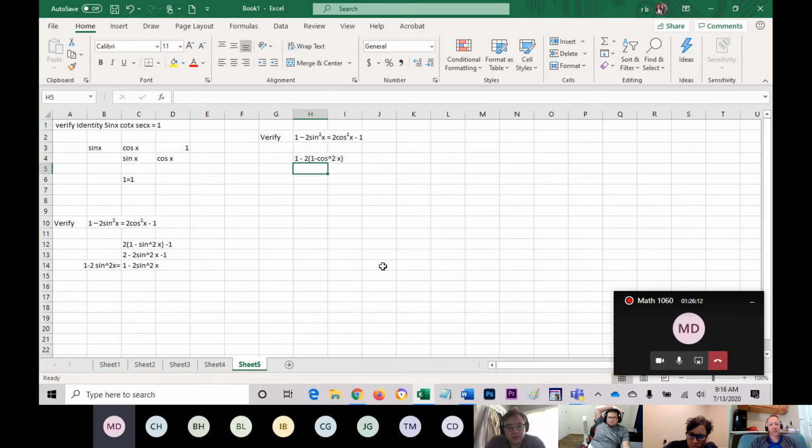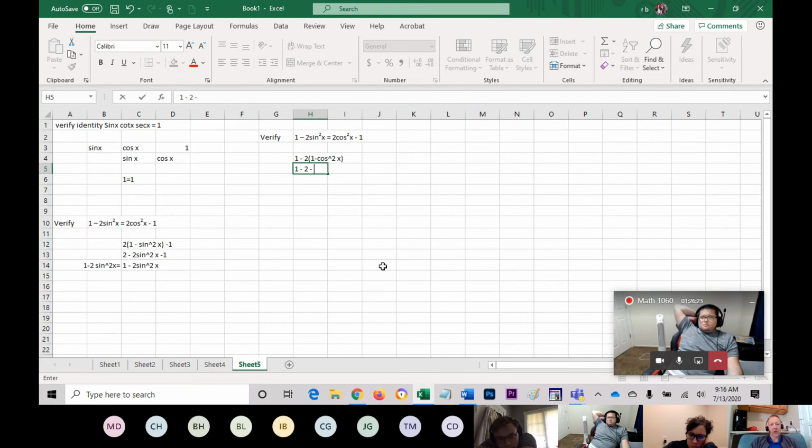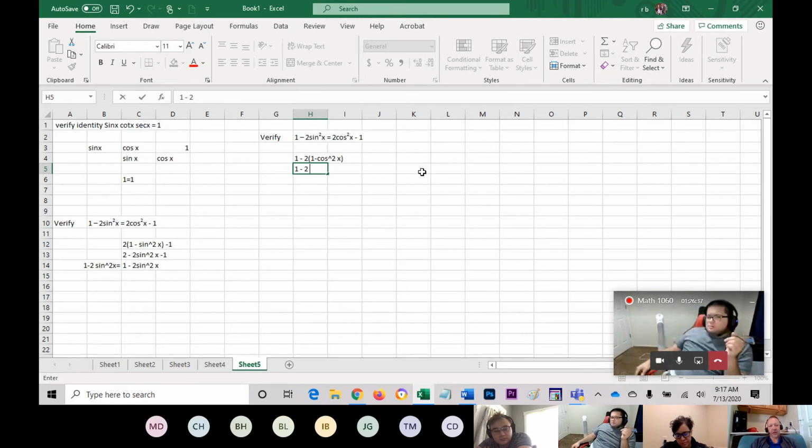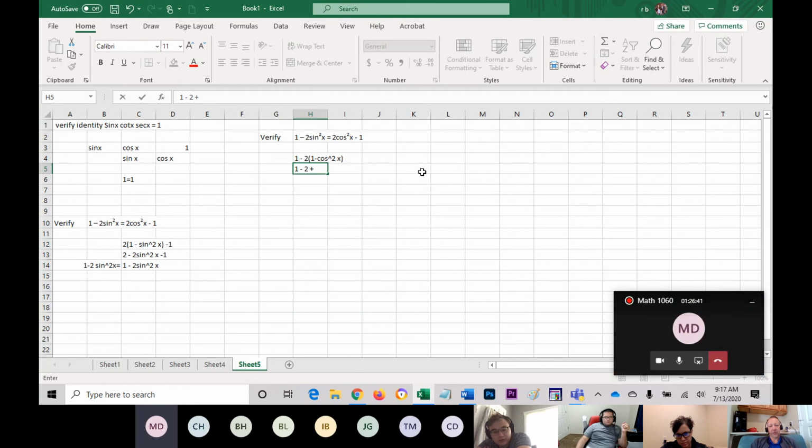Wouldn't we have to do 1 minus 2, and then multiply that in? Well, first you've got to distribute the 2. Yeah, we've got to distribute the 2. So 2 times 1 is 2. Right. So negative 2 times negative cosine squared of x is positive 2 cosine squared of x. Oh, positive, yeah. Right.